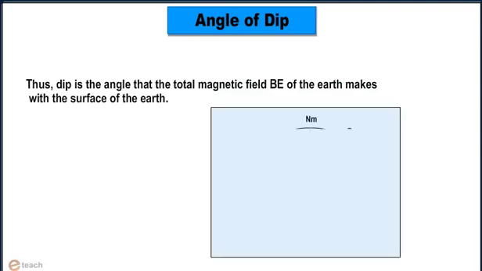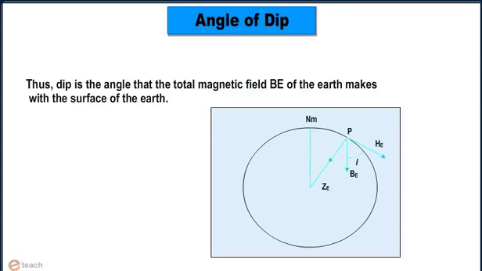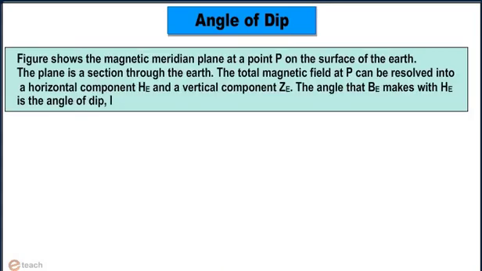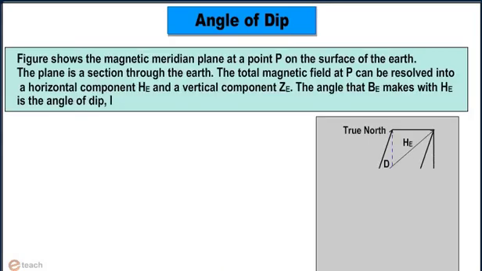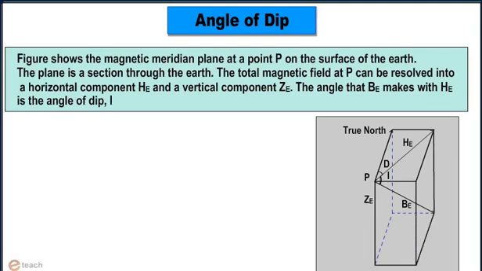Dip is the angle that the total magnetic field BE of the Earth makes with the surface of the Earth. The figure shows the magnetic meridian plane at a point P on the surface of the Earth. The plane is a section through the Earth. The total magnetic field at P can be resolved into a horizontal component HE and a vertical component ZE. The angle that BE makes with HE is the angle of dip.